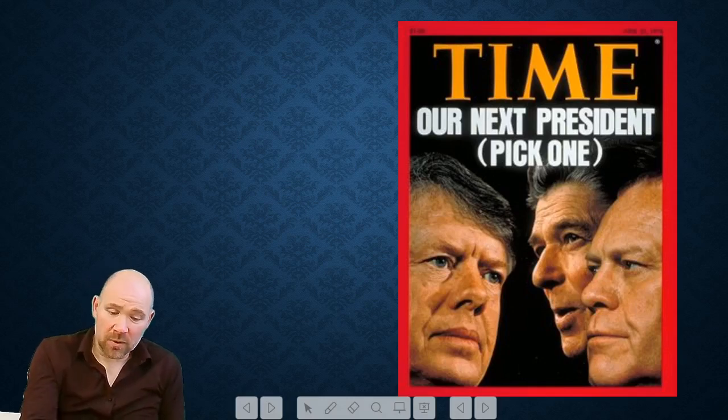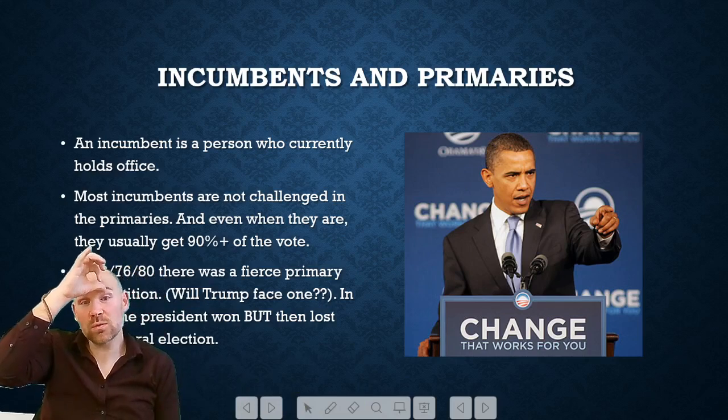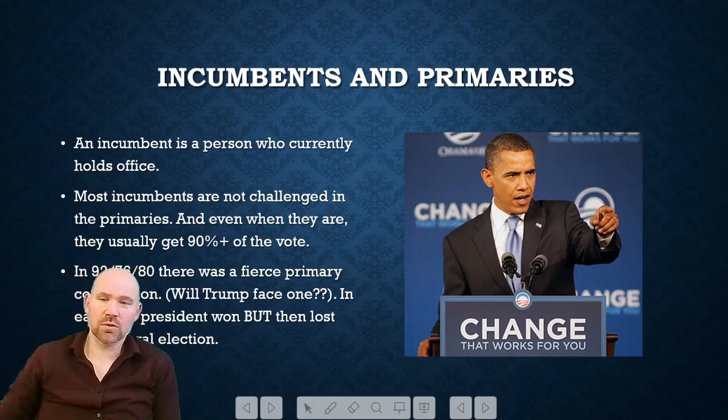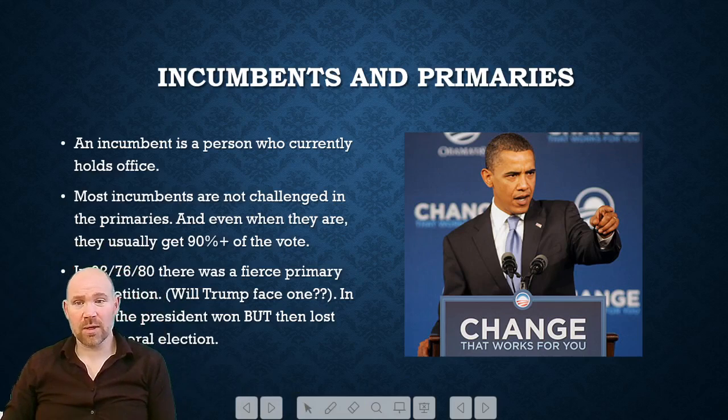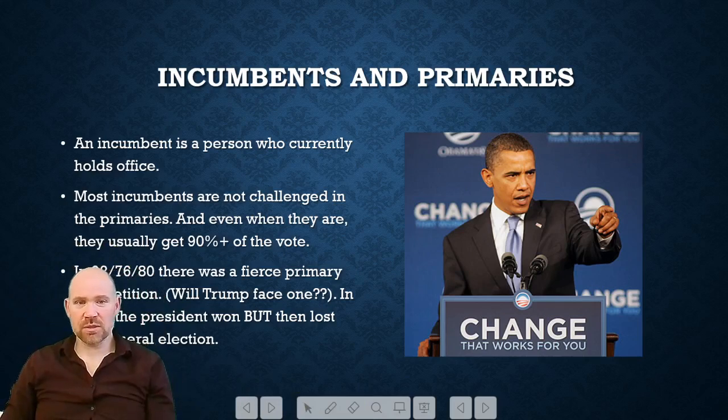The next example, if I go back to the previous slide, is in 1992, Bush 41, so George Bush's dad, who's also called George Bush. He faced a fierce primary in 1992. Again, the president won, but went on to lose the general election.